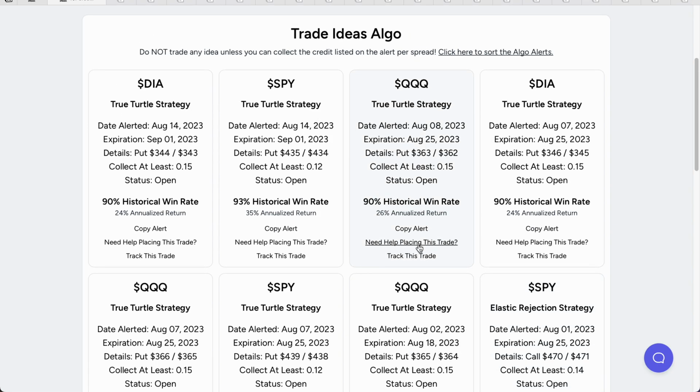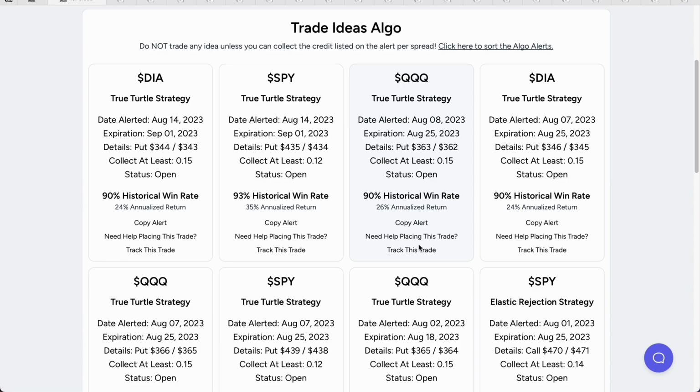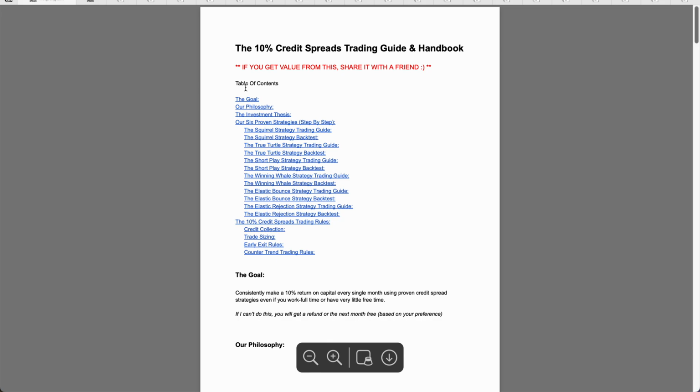Now again, this is the Trade Ideas algo, and it walks you through everything you need to know based on strategies that have consistently proven to work. These strategies I have built over 5+ years of trading now. If you want to watch them for yourself, you can check out the trading guide and handbook that walks through all the strategy rules, the trade sizing and exit rules, and everything you need to know about trading credit spreads.